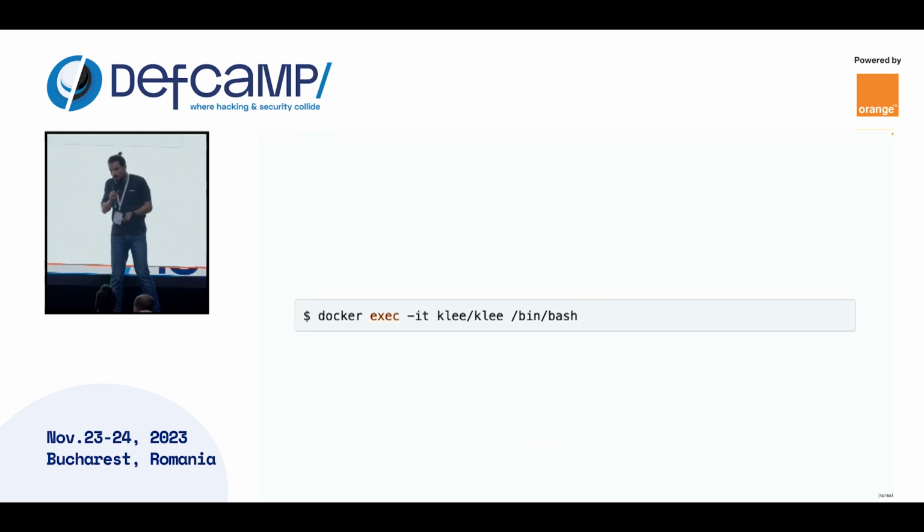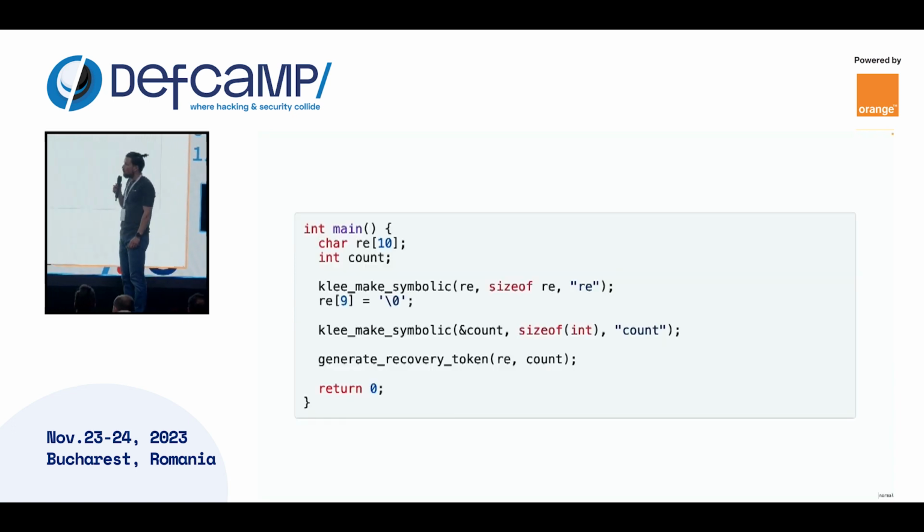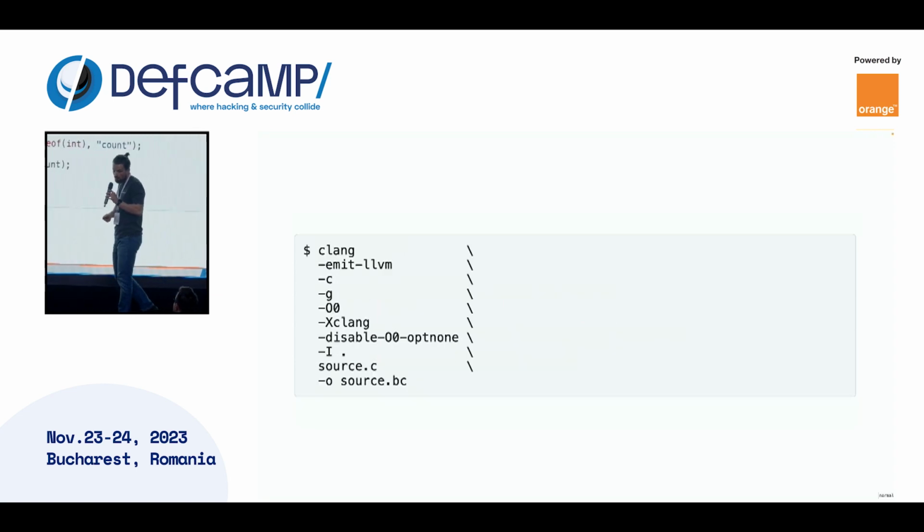After that, I want to present KLEE, which is a symbolic execution engine. As in the case of AFL++, you can only run the Docker image. You should also write some glue code in which I will only specify the buffer, namely the rec1, and the count, namely the length of the buffer. I'm marking this information as symbolic, and I'm calling the function generate recovery token, but not with some concrete values, but with variables which are already marked as symbolic.